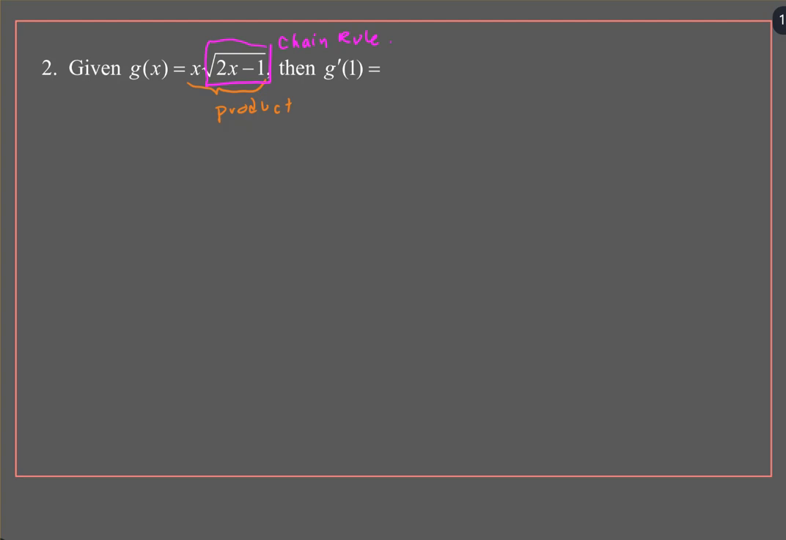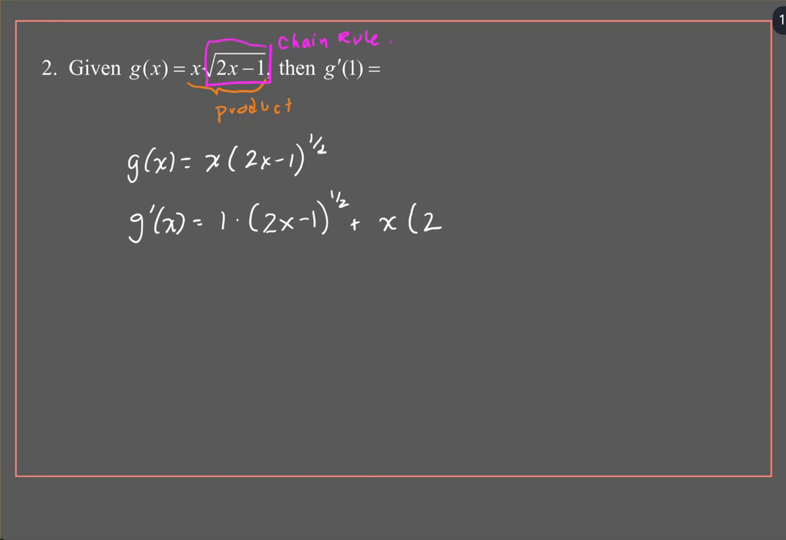What might be helpful is if I rewrite this so my chain rule is a little bit easier to do. So g of x is going to equal x times (2x minus 1) to the half. Therefore g prime of x is equal to 1 multiplied by (2x minus 1) to the half, plus x times 1/2.